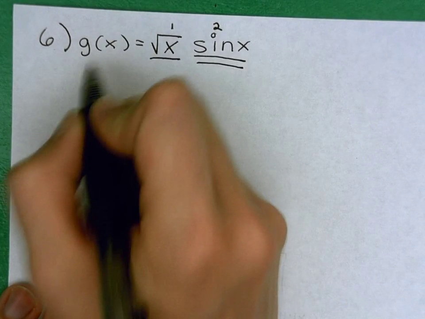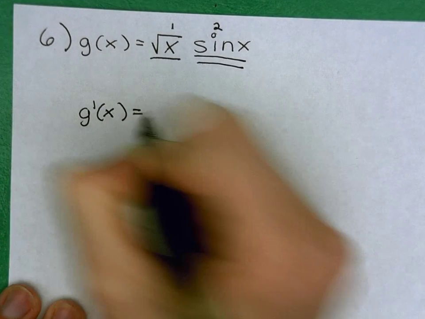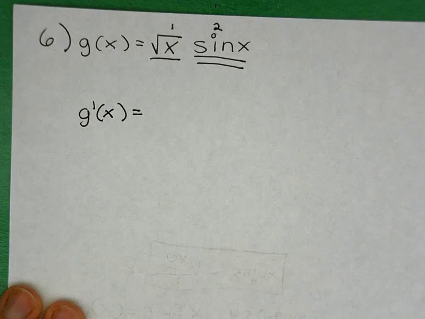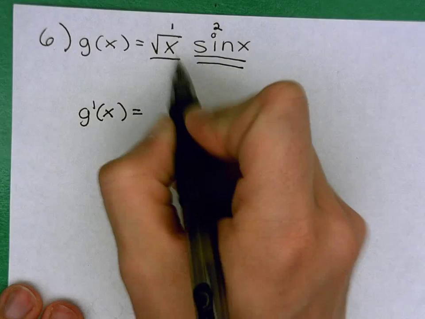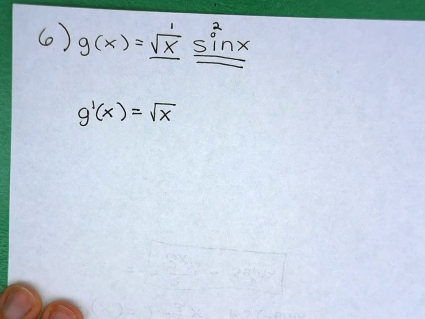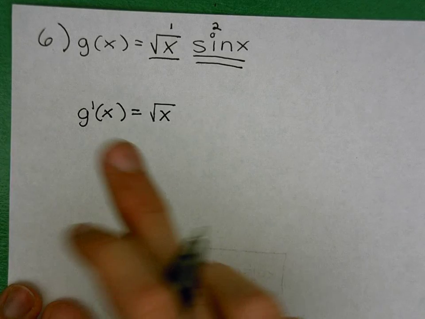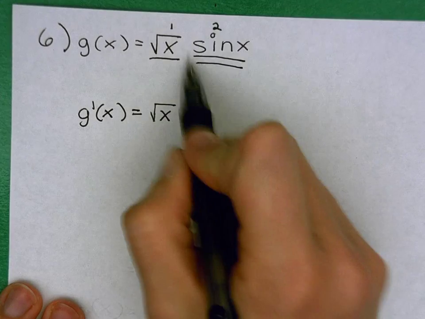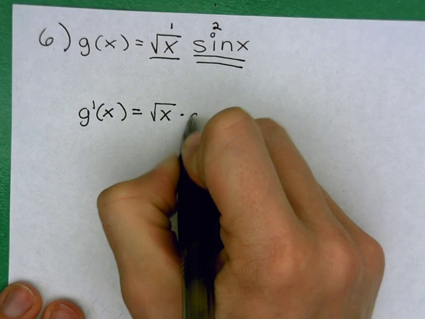So the derivative of g of x is g prime of x. And then the product rule, 1d2. So my first function is root x, and for your first function, you don't change anything about it. You just rewrite it. So 1d2. d2, the derivative of the second. The derivative of sine x is cosine x.